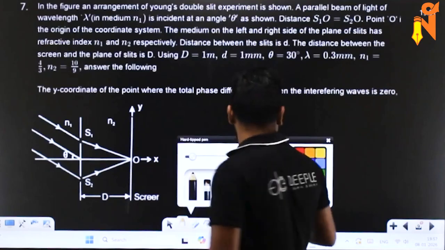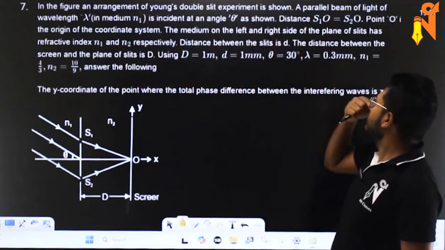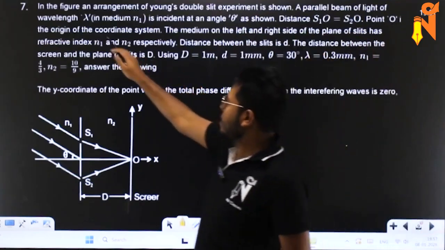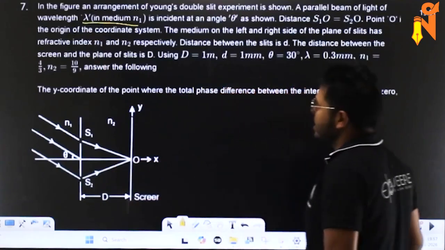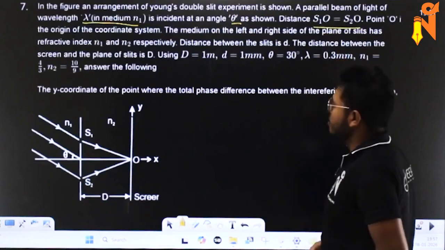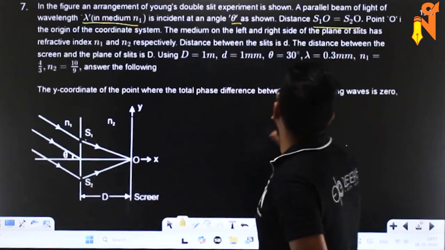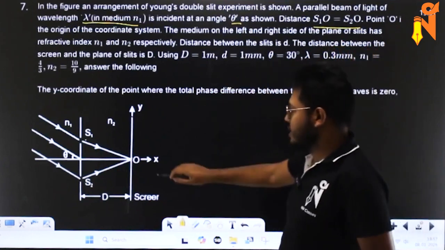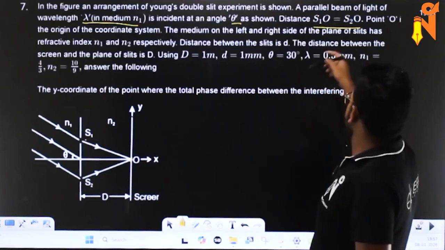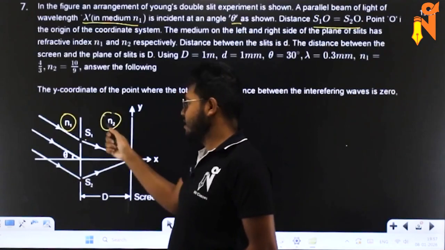So let's see what it says. In the figure, an arrangement of Young double slit experiment is shown. A parallel beam of light of wavelength lambda in medium N1 is incident at an angle theta as shown in the figure. S1O equal to S2O. So this is S1O, this is S2O, just for the reference. Point O is at the origin of the coordinate system. Yeah, indeed, it is the middle of the screen, as we say. The medium of the left and right side of the plane have refractive index N1 and N2. As you all can see, the left side is N1, the right side is N2.